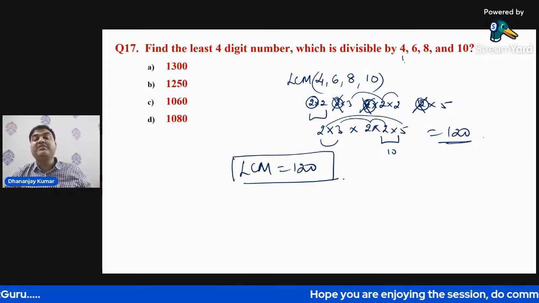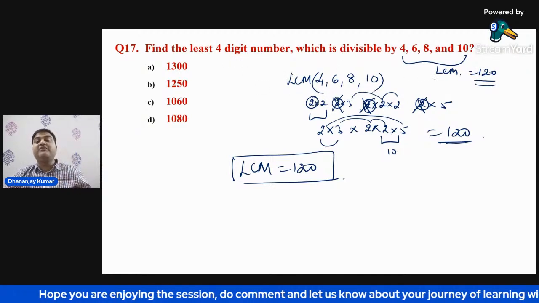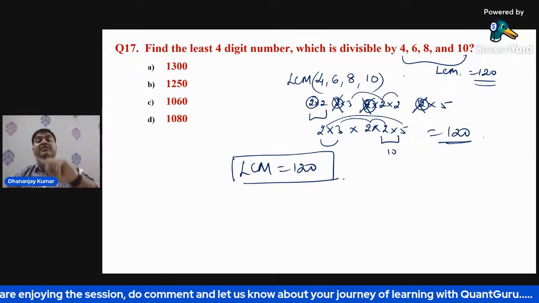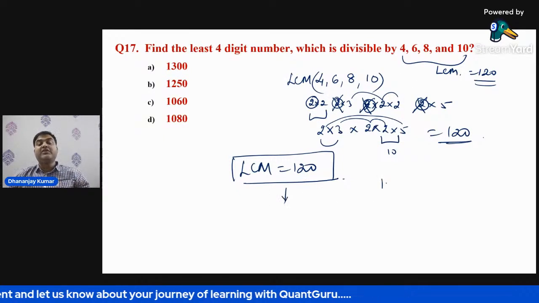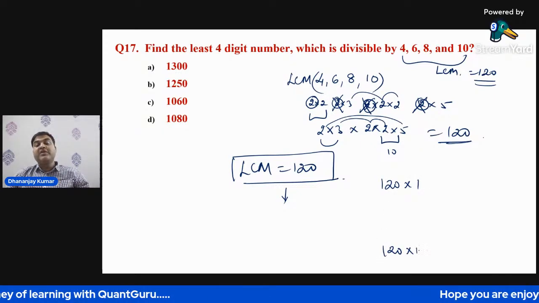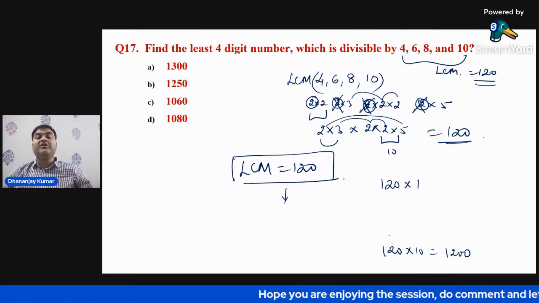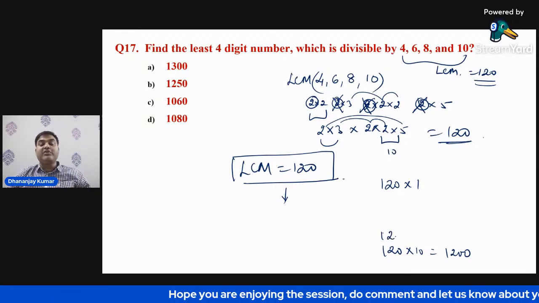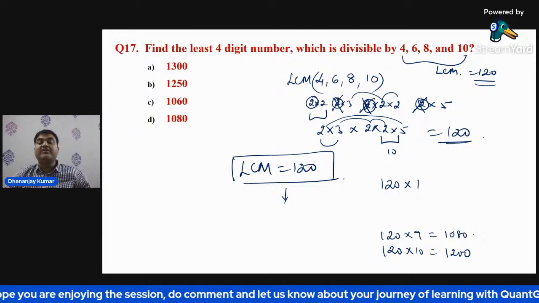Now, as the LCM of all these numbers is 120, the number which all these numbers will divide has to be a multiple of 120. So 120 into 1 and 120 into 10. 120 into 10 was 1200. That we understood, a four digit number. So we will do reverse engineering. 120 into 9 I am writing. What do I get? So I get 1080.